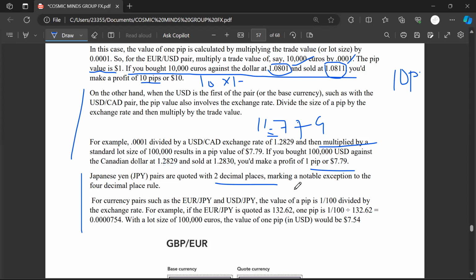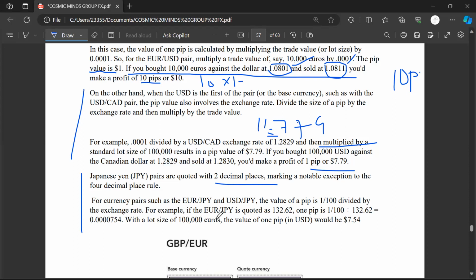So for that one, the truth is you only use 2 decimal places instead of 4 decimal places. So the subtraction is done down to 2 decimal places. That's what it means. So for currency pairs such as Euro yen and USD yen, the value of a pip is this. Look at the calculation. It is 1 out of 100, divided by the exchange rate.